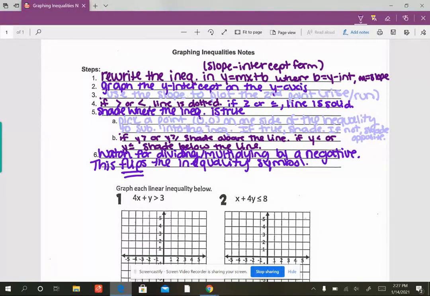And we always shade where the inequality is true. So we pick a point, such as 0, 0, that is on one side of the inequality to substitute into the inequality. And if it's true, we shade. If not, you shade the opposite.